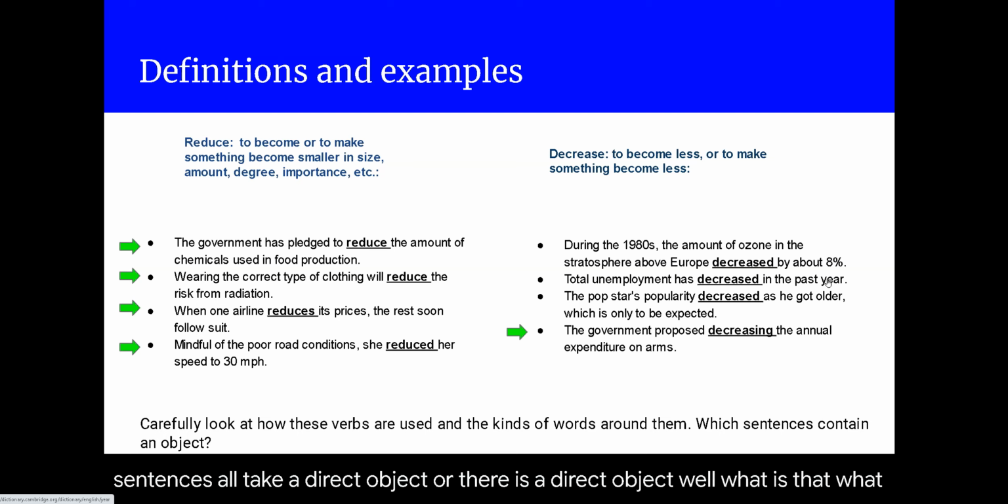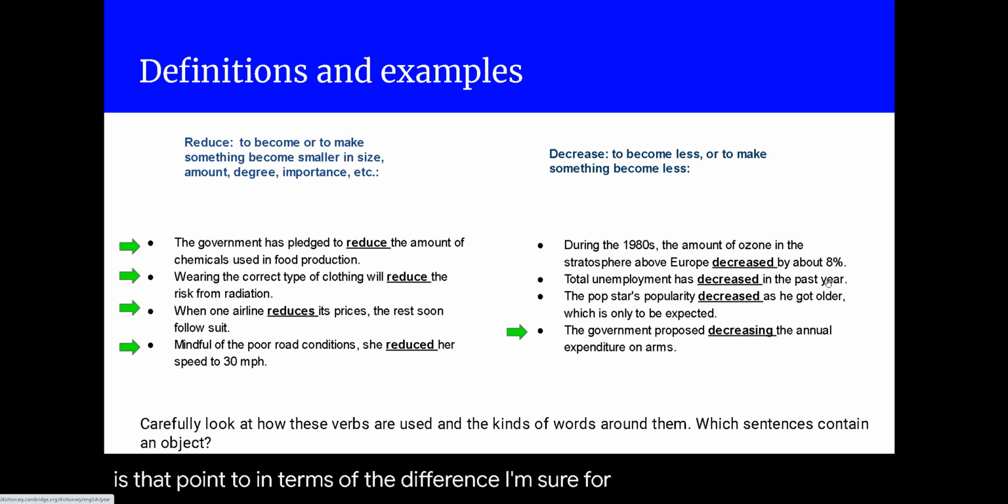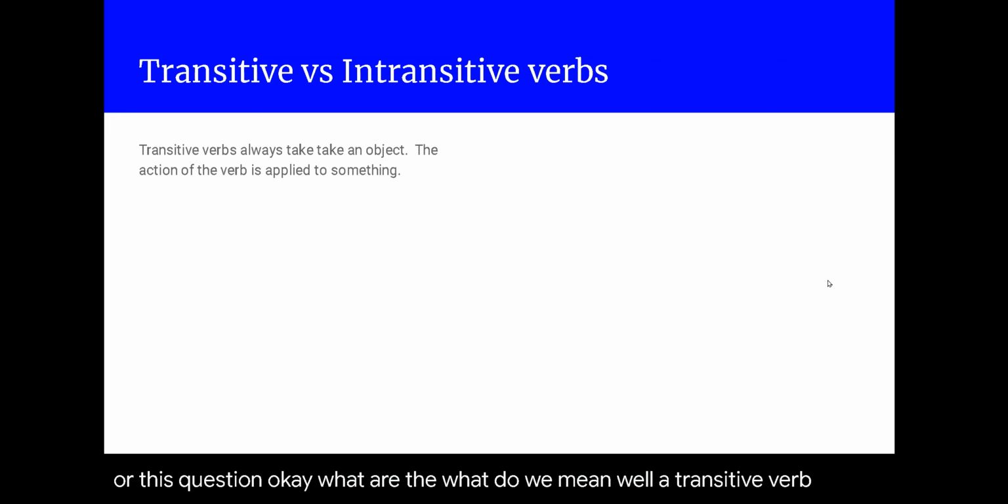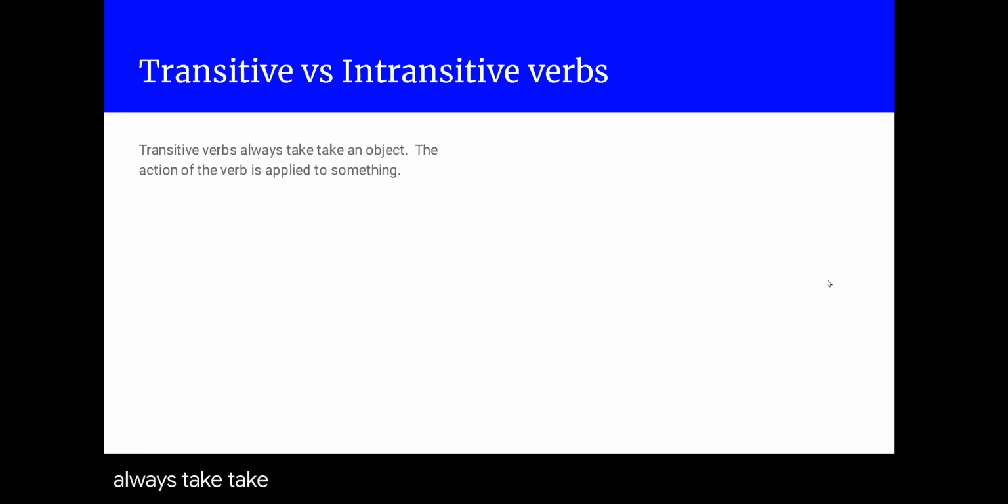Well, what does that mean? What does that point to in terms of the difference? Well, I'm sure for many of you, you've heard these terms before: transitive and intransitive verbs. Having an understanding of the difference between the two types of verbs helps answer this question. What do we mean? Well, a transitive verb always takes an object. The action, the doing of the verb, is applied to something. Something receives the action. And most verbs are transitive.